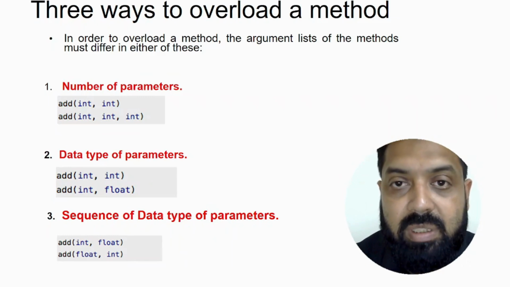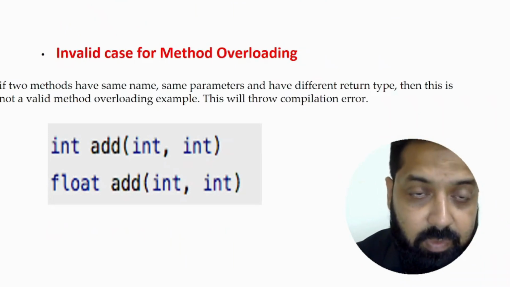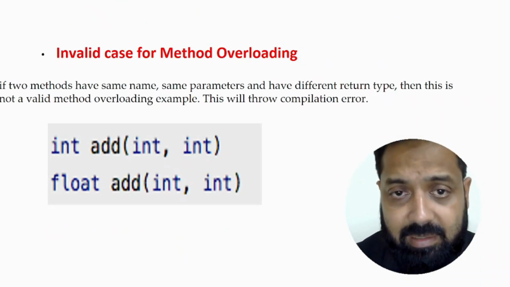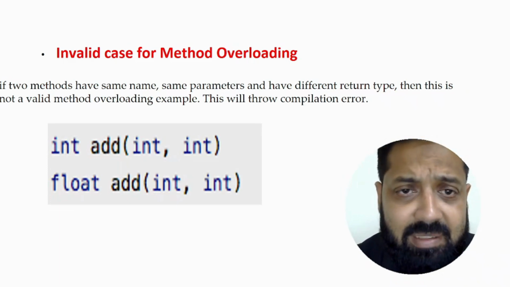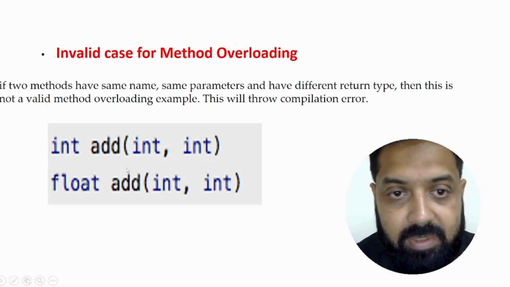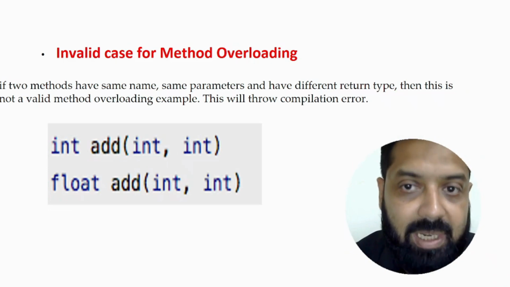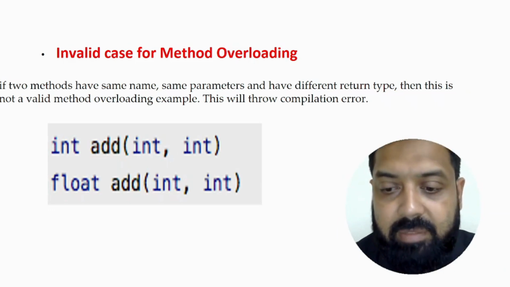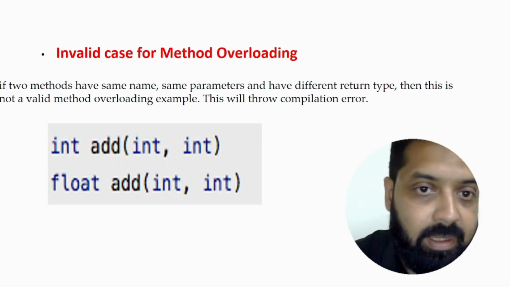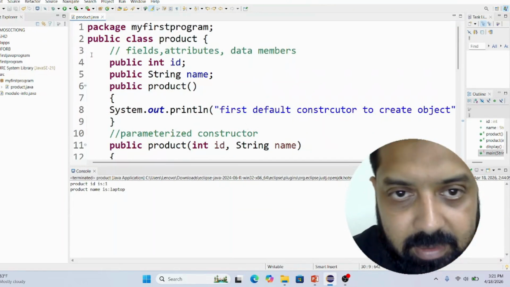I have not used the word return type because return type is not part of overloading. If you do something like this in your programming, then this is basically a compile time error. If you add two methods, add and add, with the same name and the same parameters, but their return types are different, where the first add method returns an integer and the second add method returns a float, Java does not allow this. This is not a case of method overloading, so it is invalid and the compiler will throw a compile error during compilation.